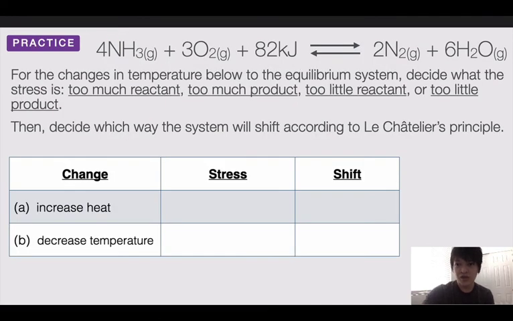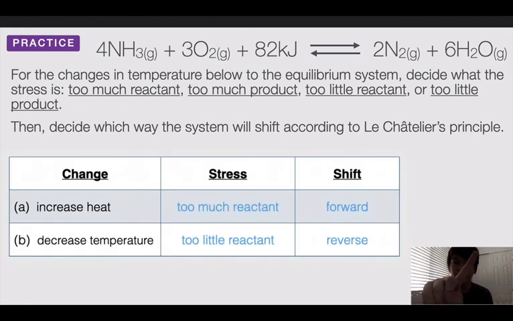Now it's your turn to practice this. Take a look at the endothermic equilibrium reaction. As before, figure out what the stress is, and then decide which way the equilibrium will shift according to Le Chatelier's principle. Pause the video. In 5 seconds, I'm going to reveal the answer. There. Hopefully you found this relatively straightforward.